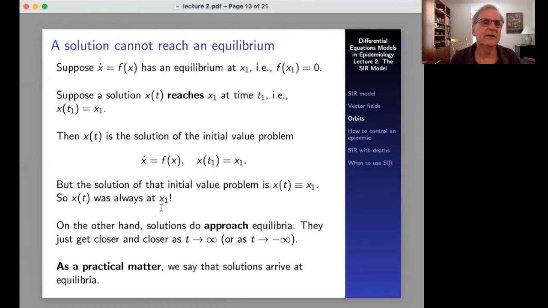On the other hand, like we said for the SIS model, solutions can approach equilibria. They just get closer and closer to it as t goes to infinity. That's if they approach it in forward time. If they approach an equilibrium in backwards time, they get closer and closer to it as t goes to minus infinity. This is correct mathematical theory. In practice, as a practical matter, we say that solutions arrive at equilibria. They get so close to it that you can't tell the difference.